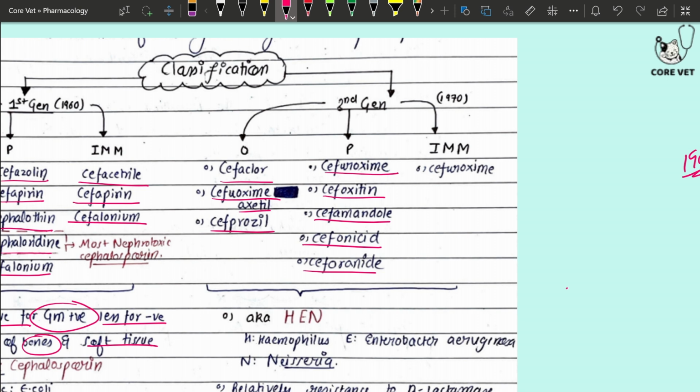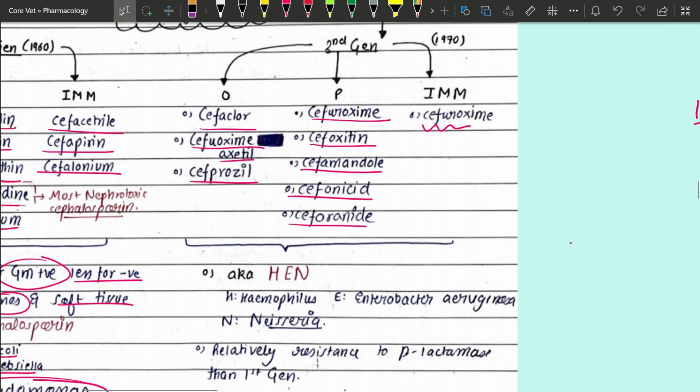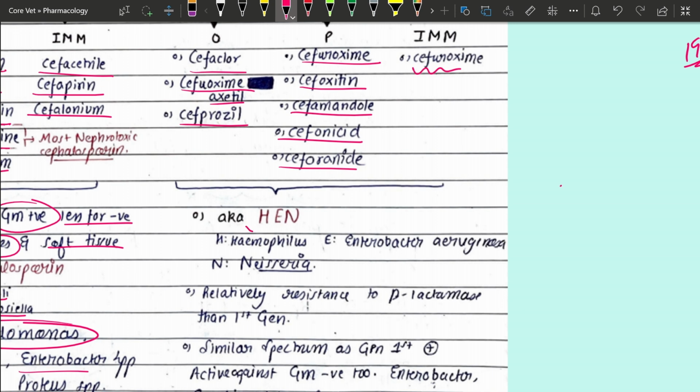These were through the parenteral route. If we talk about the intramammary route, it is your cefuroxime, right? If we talk about the general properties of the second generation cephalosporin, they are known as HEN cephalosporin. Why so? Because they are active towards Haemophilus, Enterobacter, and Neisseria.